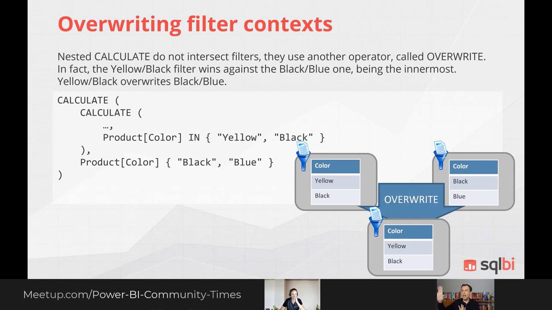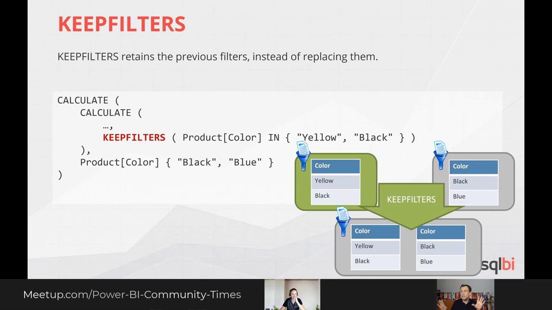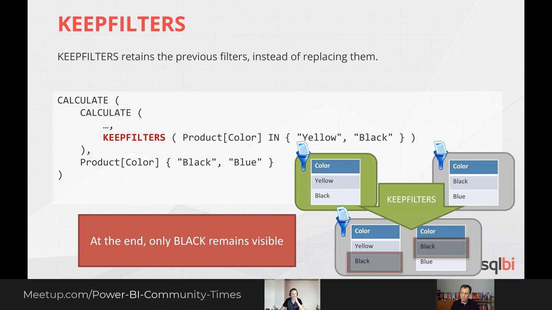When you don't want to overwrite the previous filter, you use KEEPFILTERS, like we have seen before. And when you use KEEPFILTERS, the two filters are kept in the filter context together. So in this particular case, by using KEEPFILTERS, only black will be the color visible to the users.